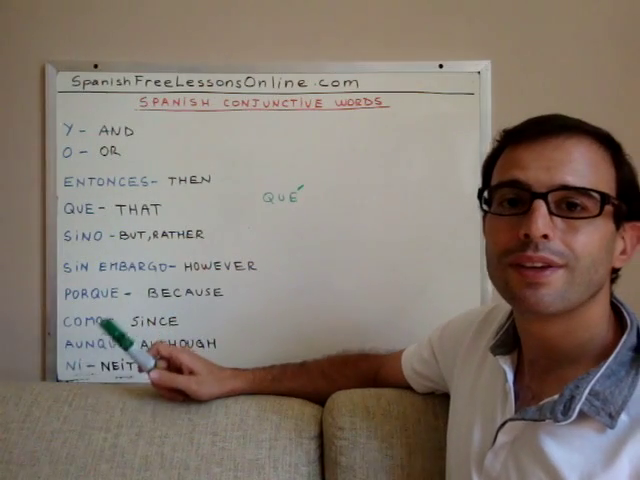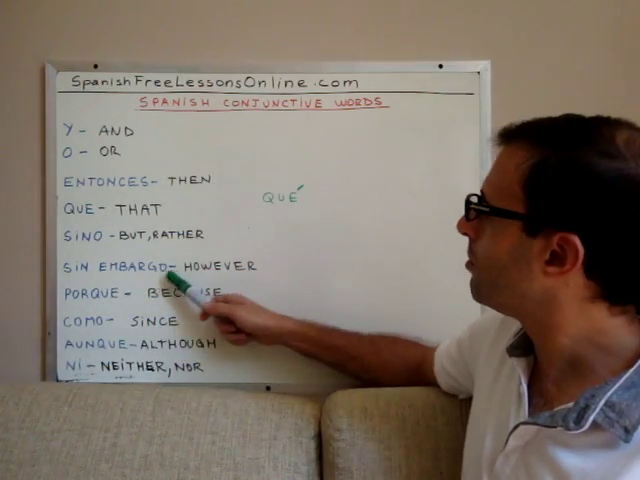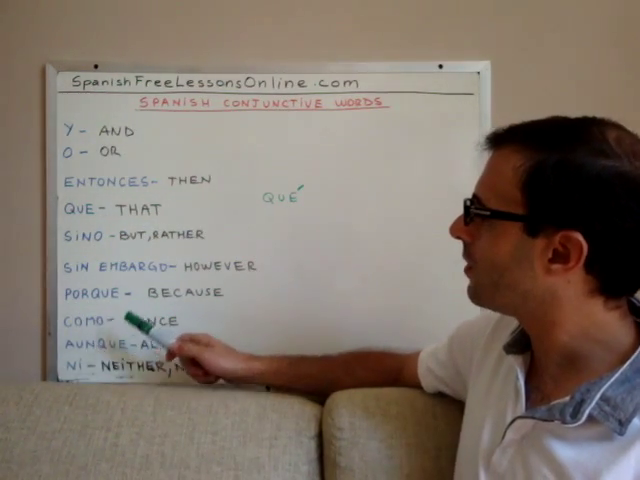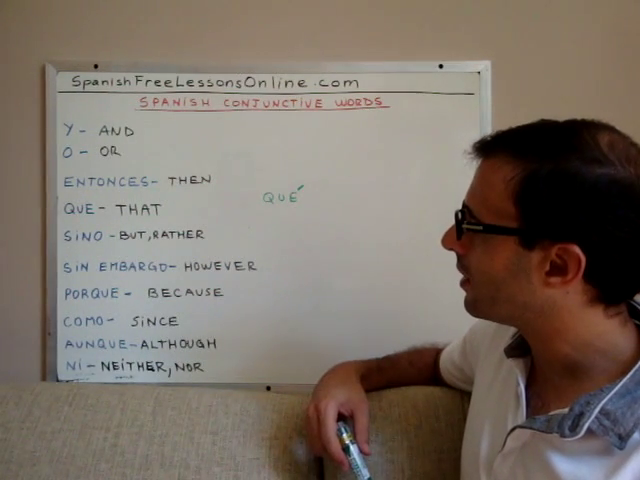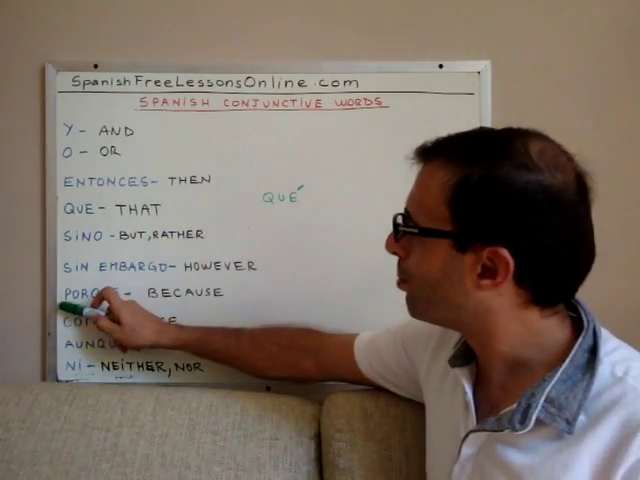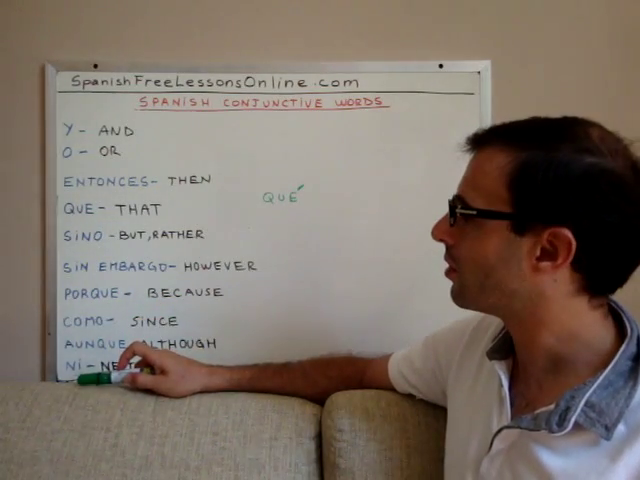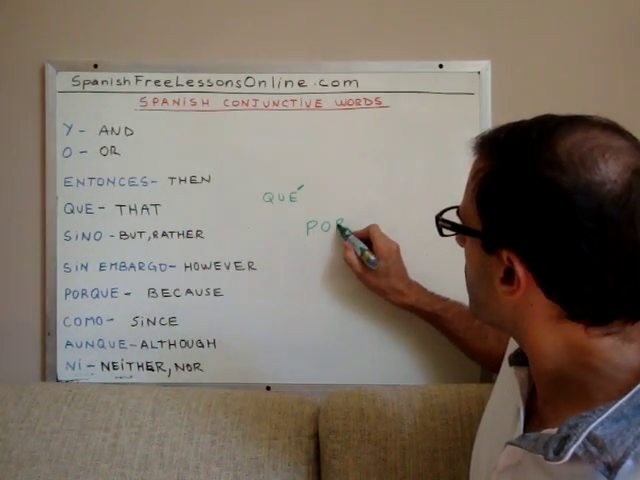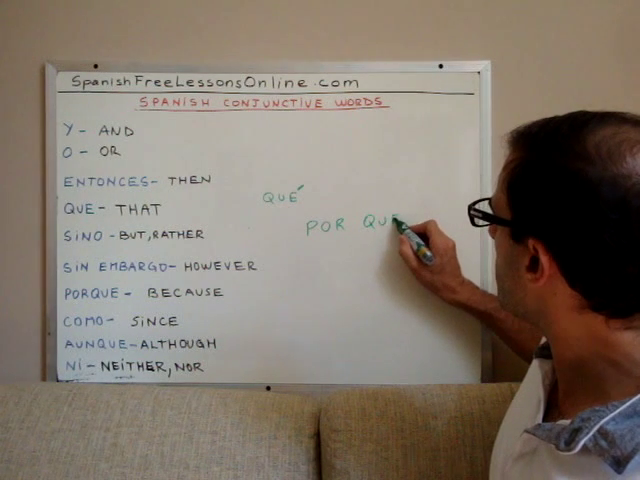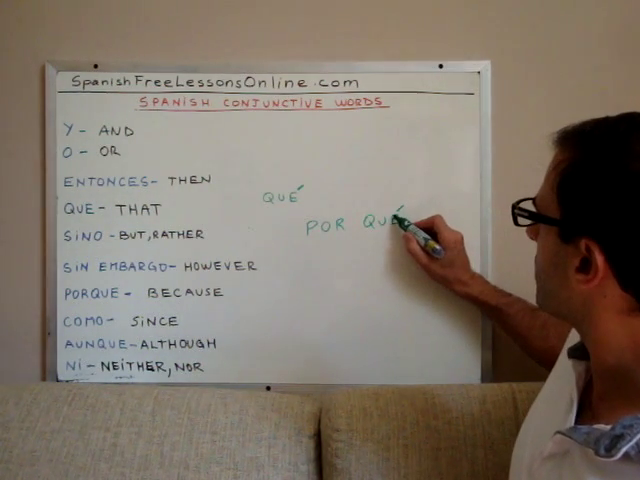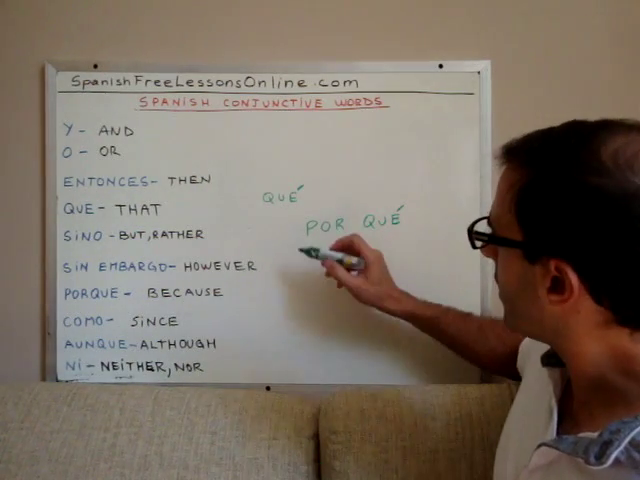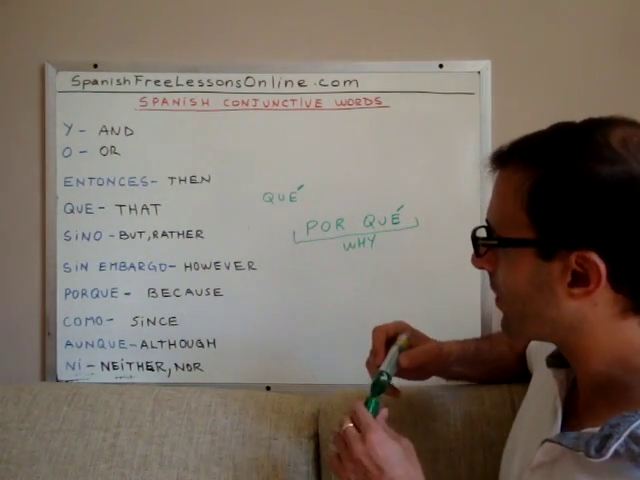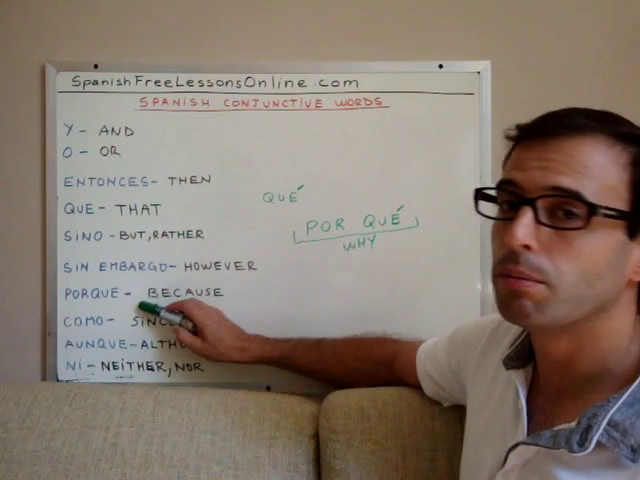Sin embargo, two words. This means however or nevertheless. Porque means because. And check out, porque is one word altogether. This means because. If you write it like this, por qué, as two separate words and with a tilde on the letter I, this means why. This would be why. And this here, porque, is because.